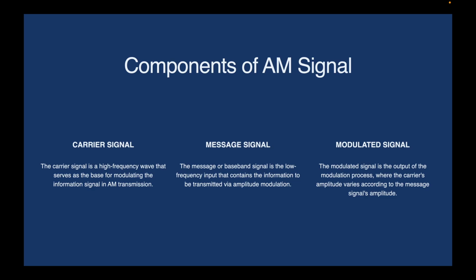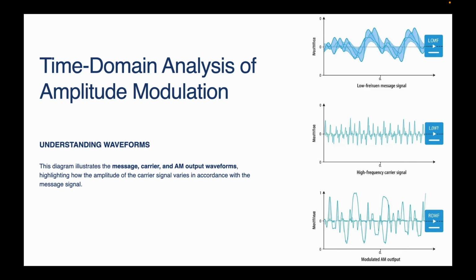Modulated signal. The modulated signal is the output of the modulation process where carrier amplitude varies according to the message signal's amplitude. Time domain analysis of amplitude modulation. Understanding the waveform. The diagram illustrates the message, carrier, and AM output waveforms, highlighting how the amplitude of the carrier signal varies in accordance with the message signal.